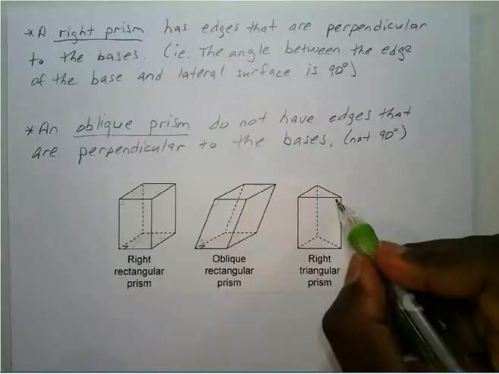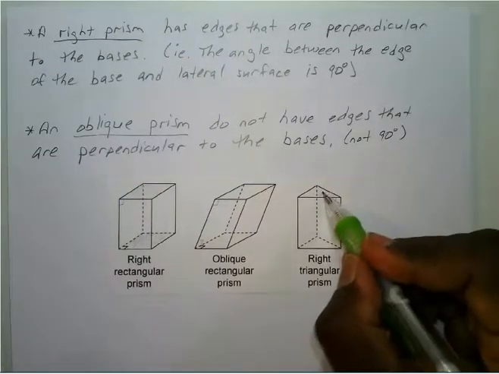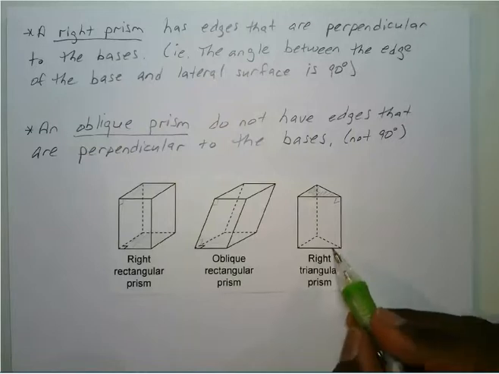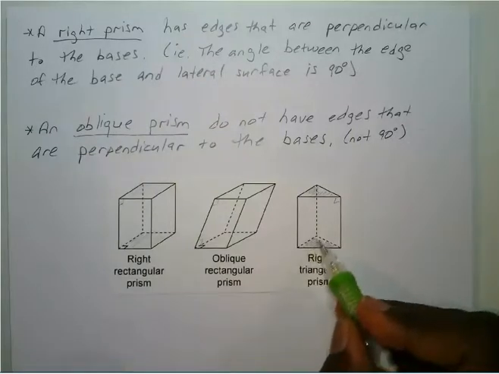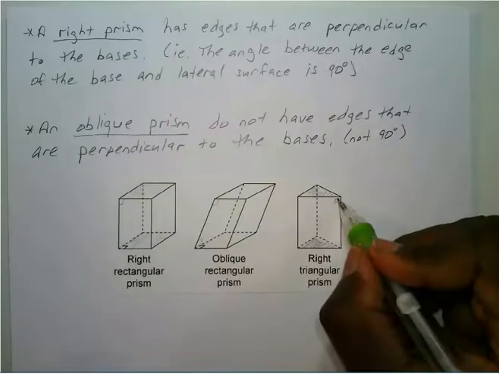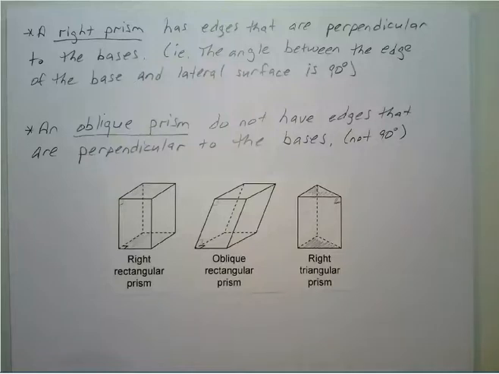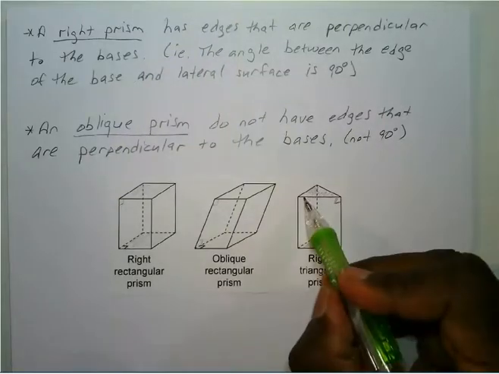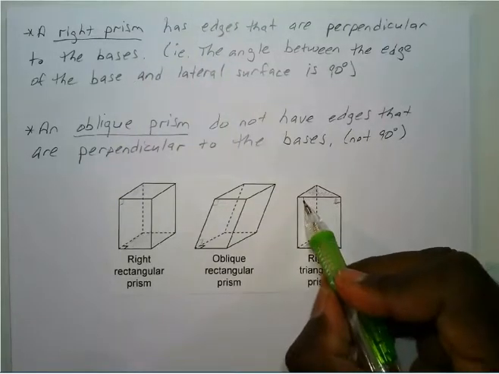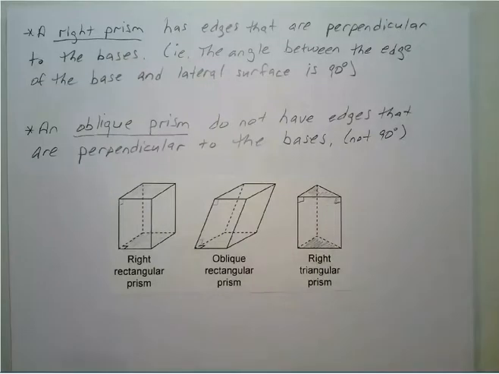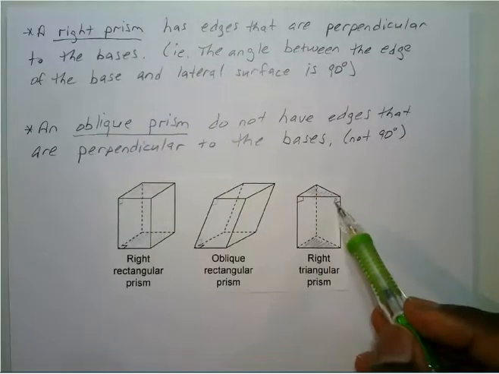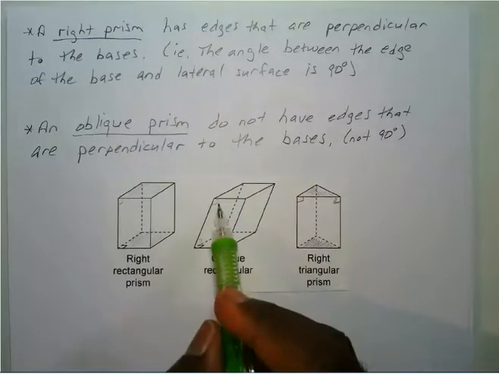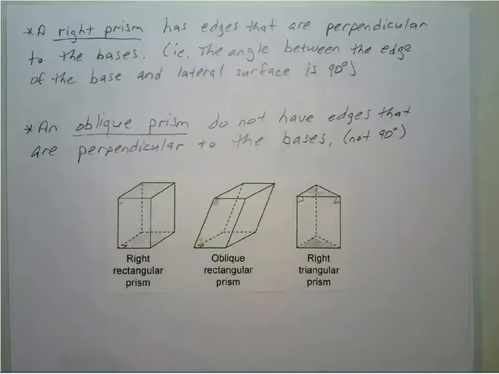Here, if you notice, if you have your base up here and your triangular base down here, you have your right angle connecting your base and your lateral sides. You have your right angle here connecting your base and your lateral sides. So your base and your lateral sides are all connected by a right angle. You see here, this one is not right. So that's why it's not a right prism.